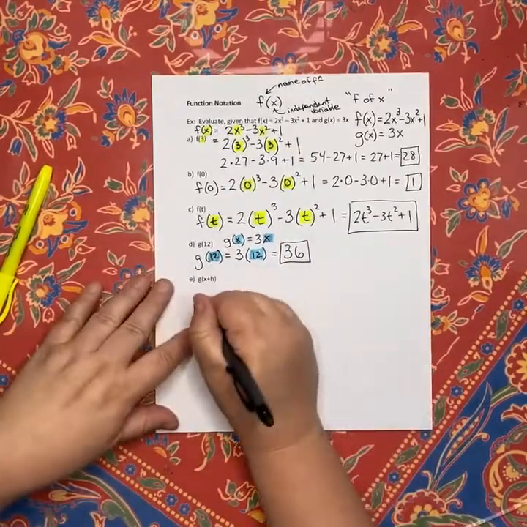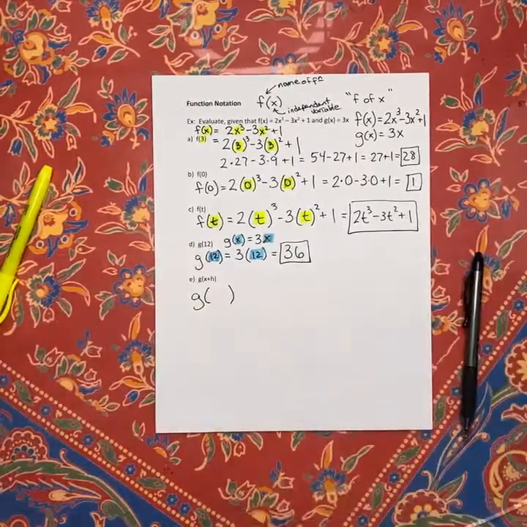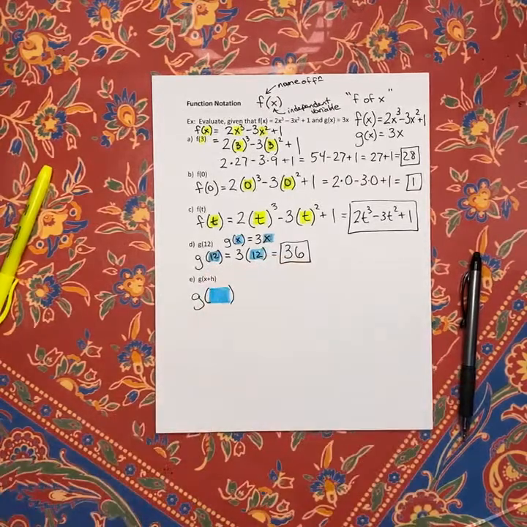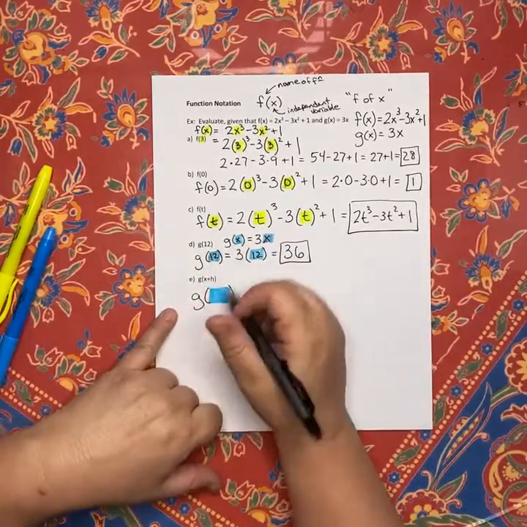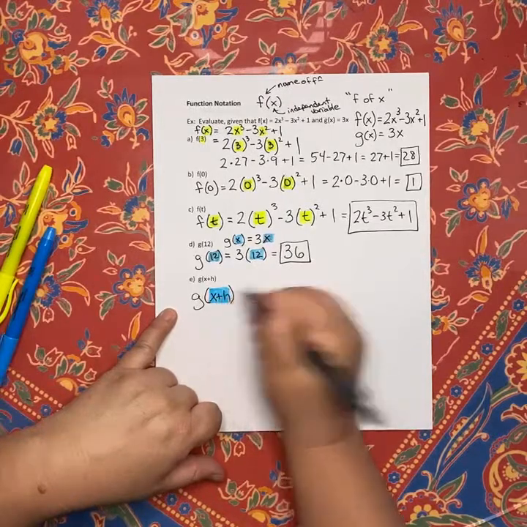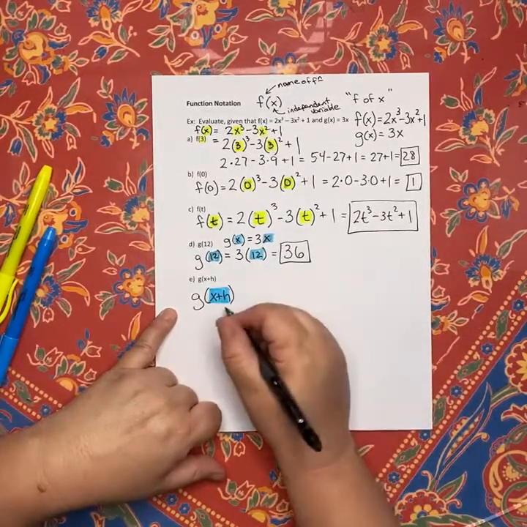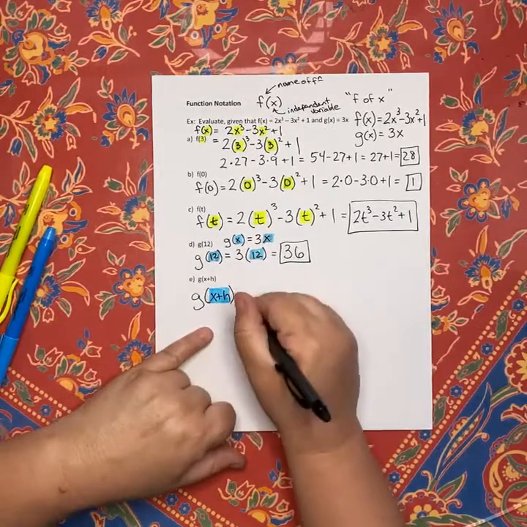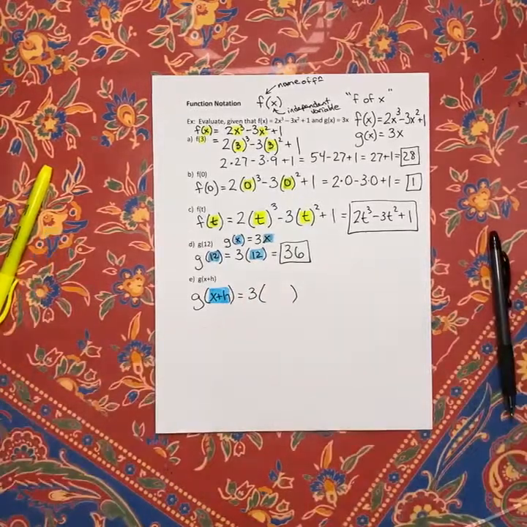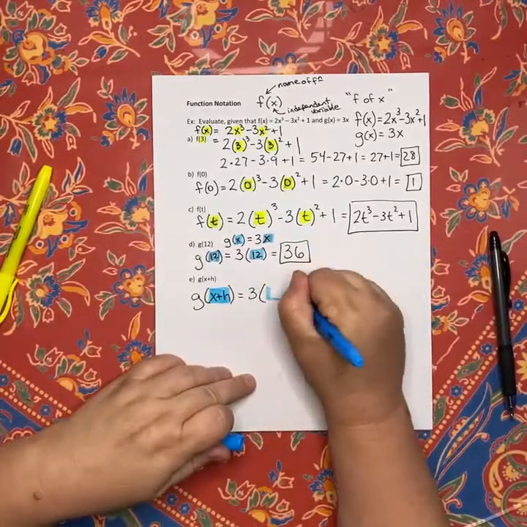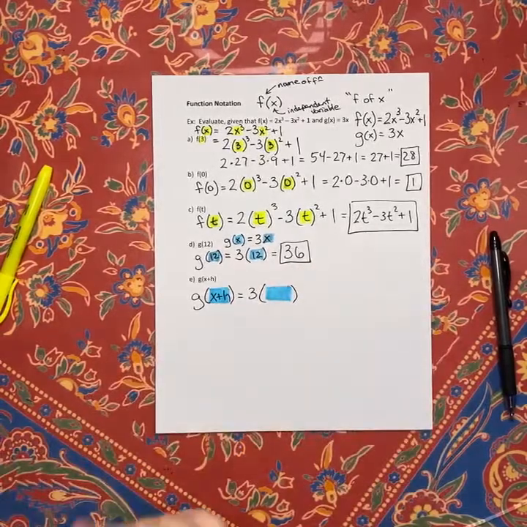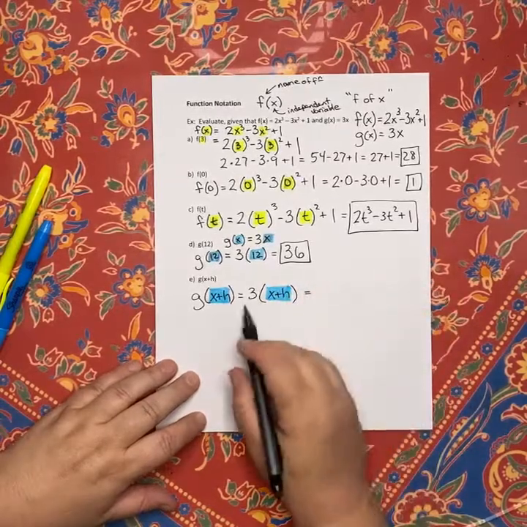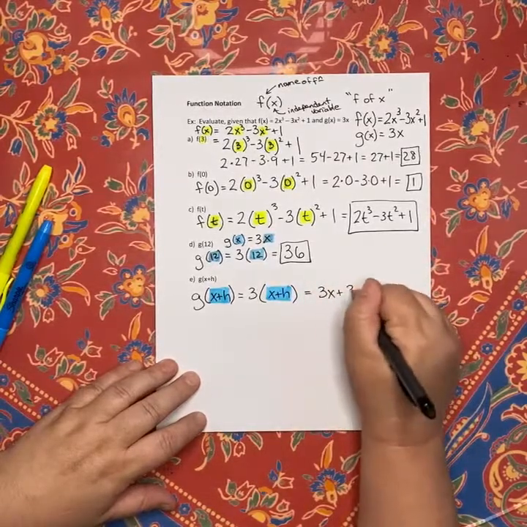And now I want g of, now this one's a little weirder. Perhaps a lot weirder depending on your perspective, because inside here I want g of x plus h. So whatever's inside, g of x equals 3 times x, g of x plus h equals 3 times x plus h, which then I know how to do. It's just 3x plus 3h.